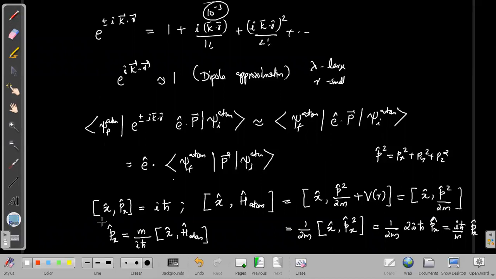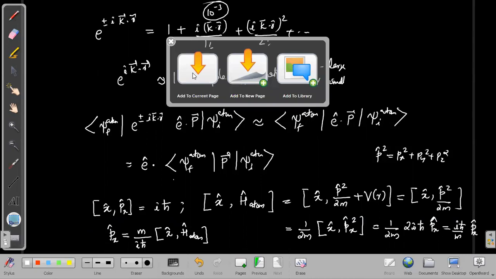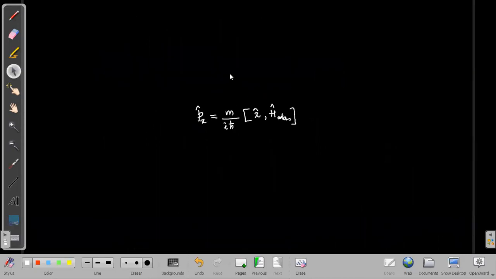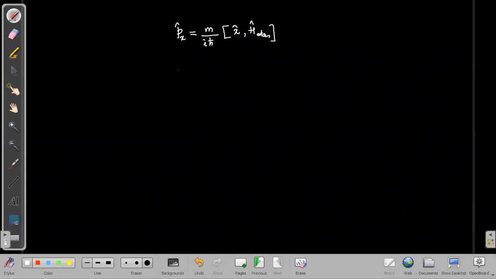Okay, so we can take this to the next page. And how can we write the total momentum operator, if you use this analogy? The total momentum is simply px plus py plus pz. So this becomes m by i h cross, the commutator of the position vector r and the Hamiltonian of the atom. So I can rewrite my momentum in terms of the position vector and the Hamiltonian in this form. This result I am going to use in our previous inner product.